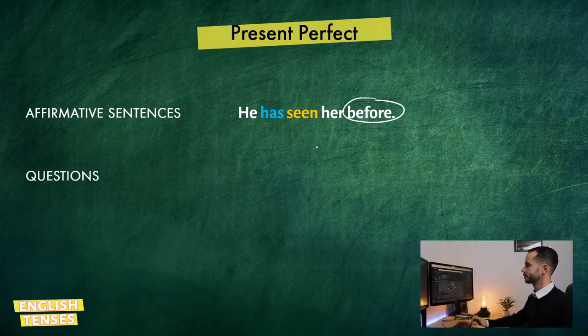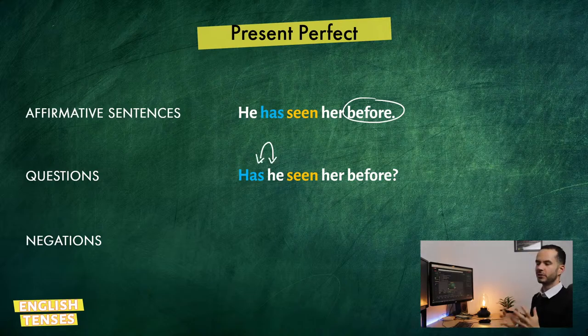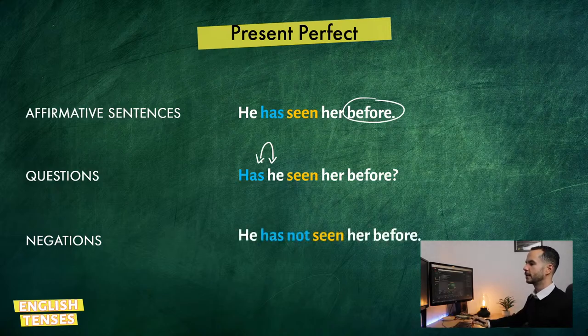Questions. Has he seen her before? Again, we get inversion, which is not particularly related to tenses, more English syntax. And he has not seen her before. Has not seen. Again, we add not. And yes, of course, you may use hasn't.